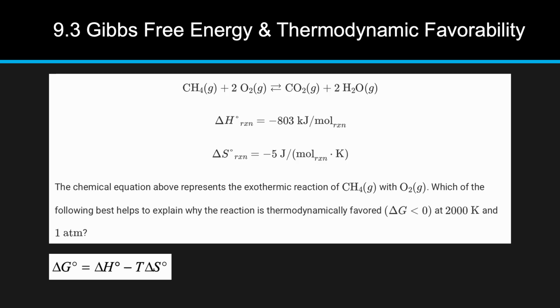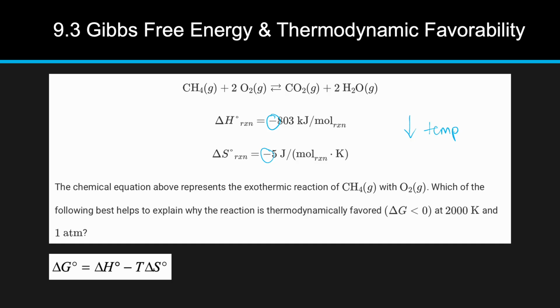All right, so this question says the chemical equation above represents the exothermic reaction of methane and oxygen gas. Which of the following best helps to explain why the reaction is thermodynamically favorable at 2000 degrees Kelvin and 1 atmosphere of pressure? Now we know from our trend, if we have a negative delta H and a negative delta S, that trend tells us that it's only favorable at low temperatures.